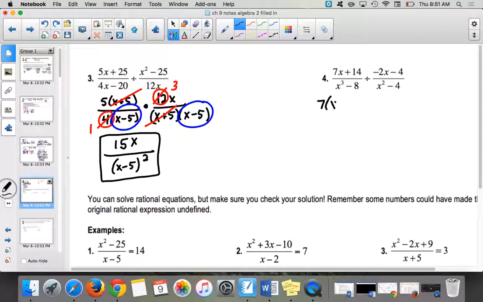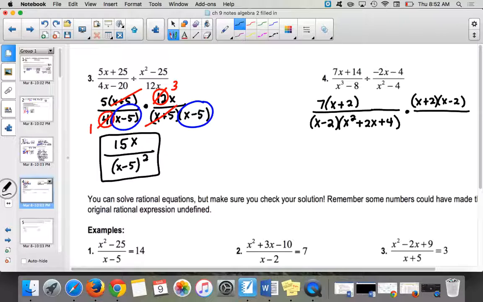So I'm going to pull out the 7, and when I do, I have x plus 2. And on the bottom, I have x cubed minus 8. Uh-oh, that's the cubes thing. So I'm going to factor into x minus 2 times x squared plus 2x plus 4. Did you guys factor that correctly? So then I'm going to flip the other side. So I'm going to have x squared minus 4 factors into x plus 2 times x minus 2. And the denominator factors with a GCF into negative 2 times x plus 2. Okay, so those should be your factorings on all of them. So check your factoring. Make sure you had it correct.